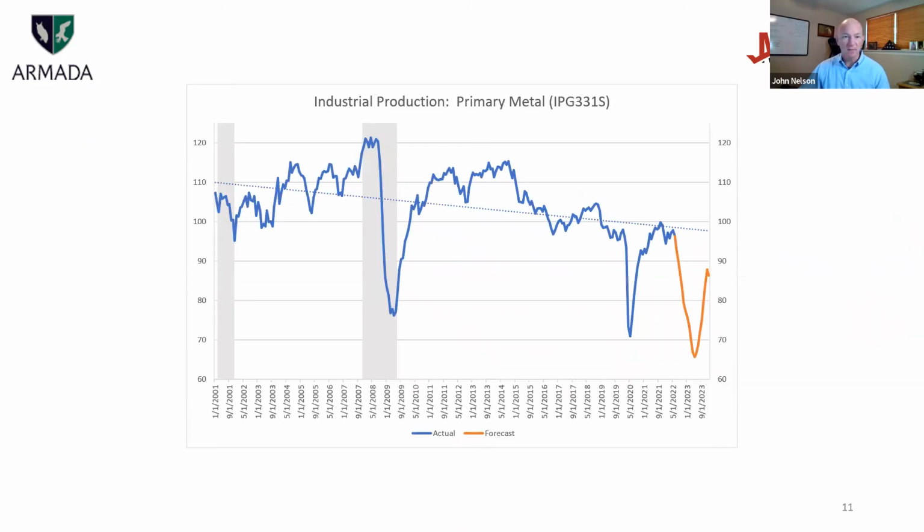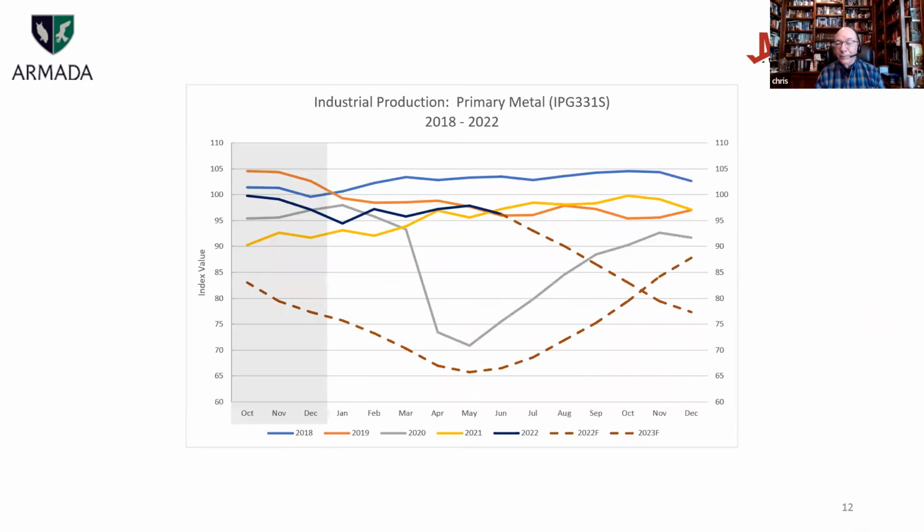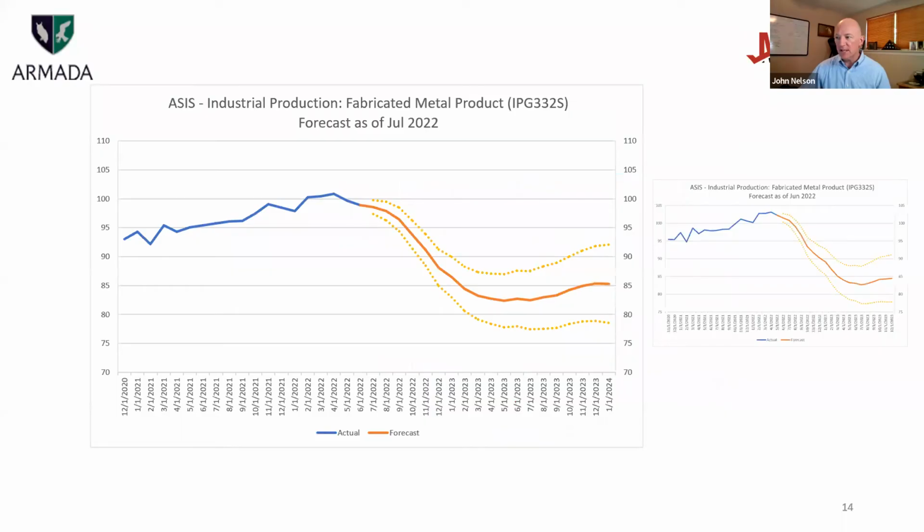You're looking at the long range and primary metal. I don't think that's revealing anything different, or really adding much, looking very 2020-ish. And you've got your year over year, but let's take a look at fabricated metal, and fabricated metal once again telling a similar story.